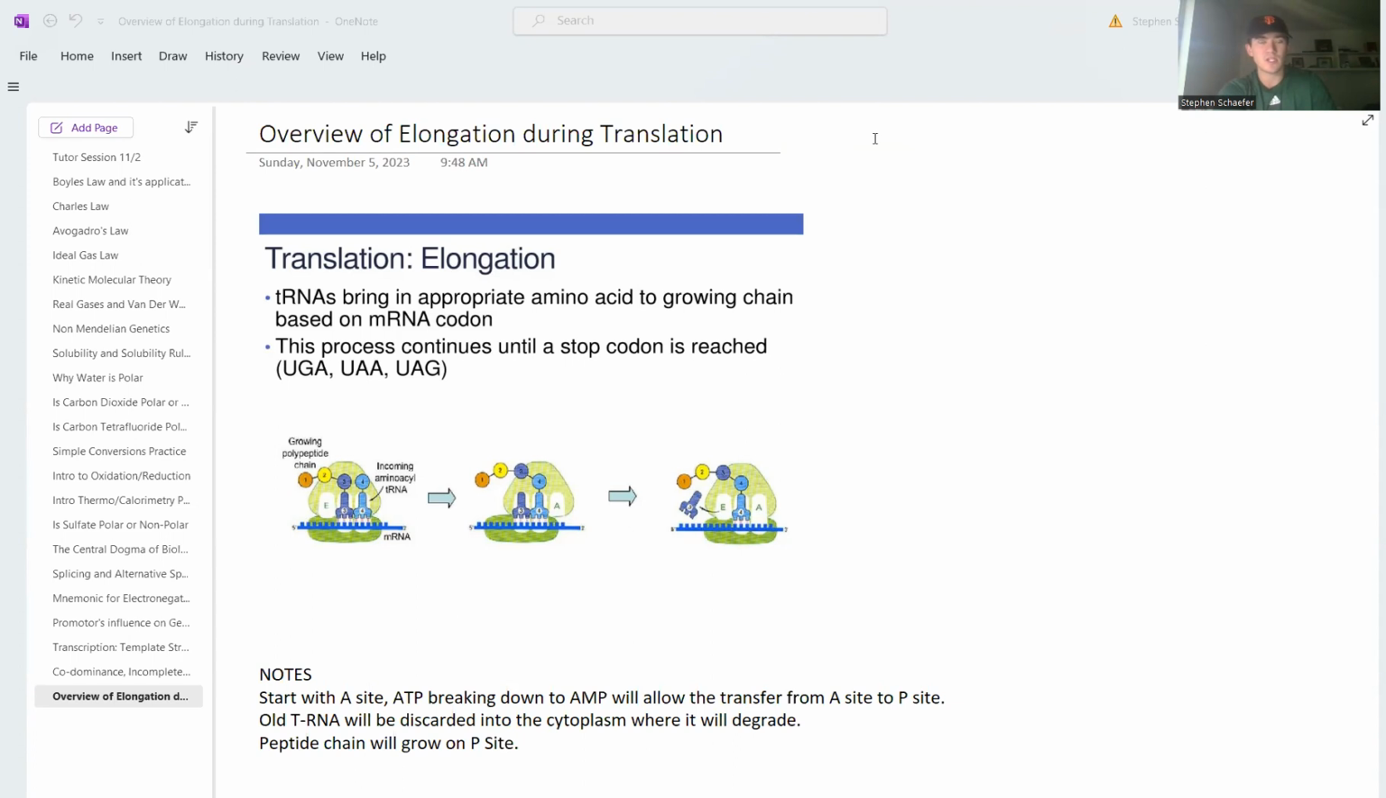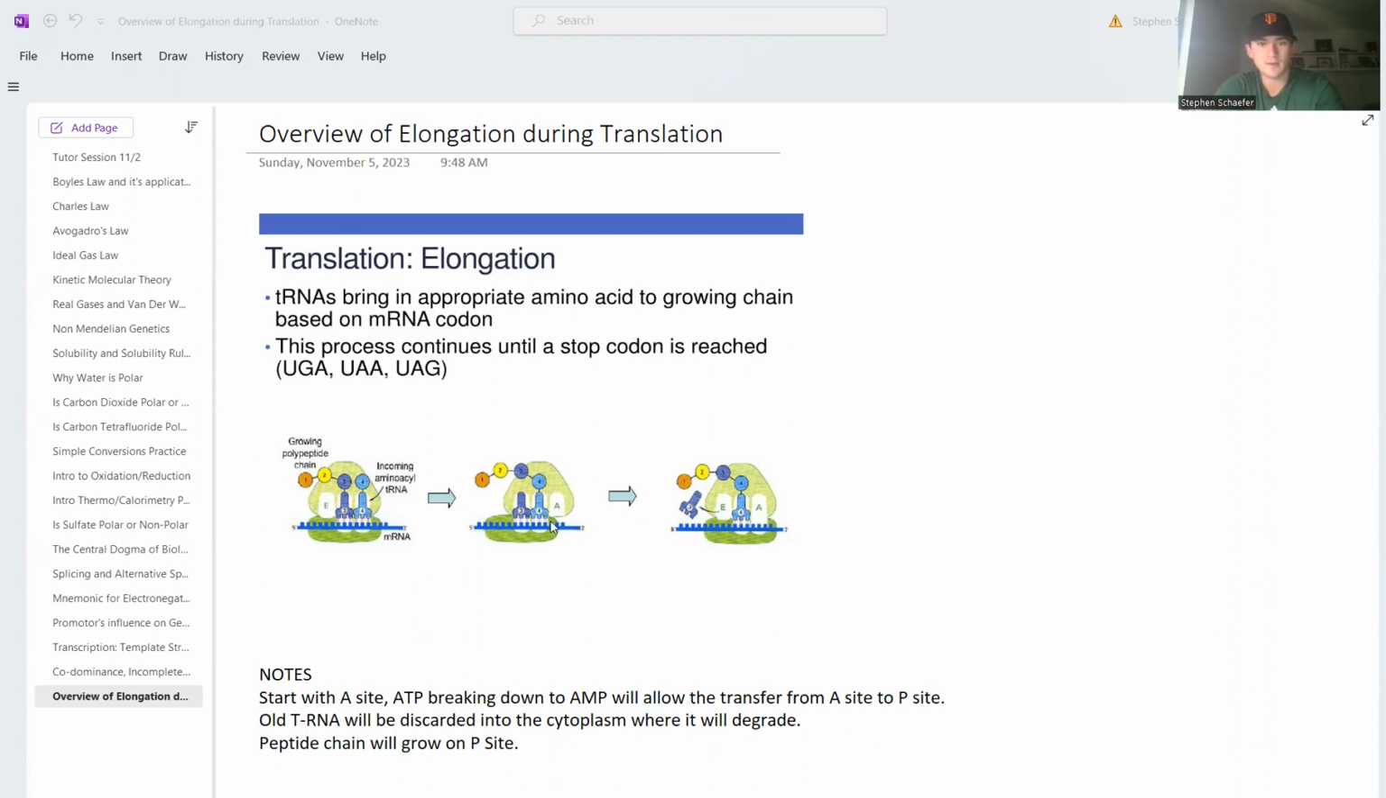So during elongation, our tRNAs are going to bring in our appropriate amino acid. The amino acid is going to be based on our mRNA codon, which of course is on our messenger RNA strand. Usually methionine is going to be our start codon. So this is when the process is going to start.